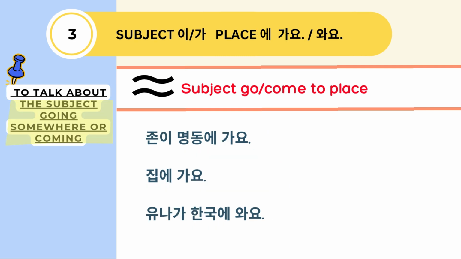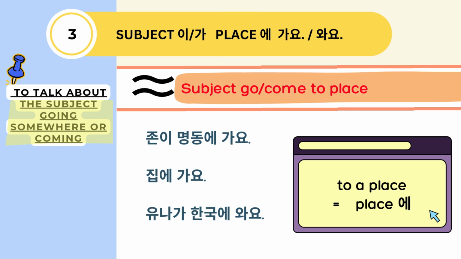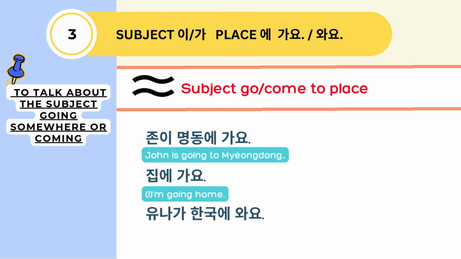3. Expressing movement, going and coming. 가요, 와요. Korean uses postpositions instead of prepositions, so to a place is expressed as Place 에. Place 에 가요, going to a place. Place 에 와요, coming to a place. Examples. 존이 명동에 가요. John is going to Myeongdong. John, subject, to Myeongdong, 명동에, go, 가요. 집에 가요. I'm going home.